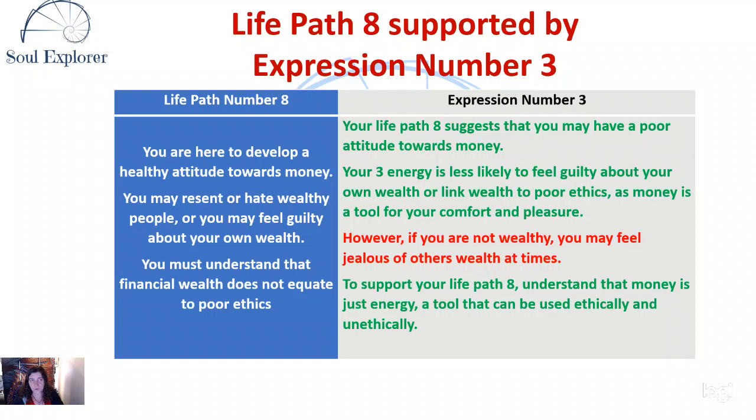They can just have a difficult opinion when it comes to money, or the people that have, or the people that don't. And they've got to learn to understand that financial wealth, or lack of, doesn't equate to poor ethics or laziness. It's just a form of energy exchange, and it's important for you as a life path 8 to understand that. So your life path 8 suggests that you may have a poor attitude towards money that might be holding you back. The 3 energy is less likely to feel guilty about their own wealth, because they're quite self-indulgent, and they do like to look after themselves, and they're quite about themselves. That's not a bad thing. If you're not as selfish as you are giving, you'll exhaust yourself.